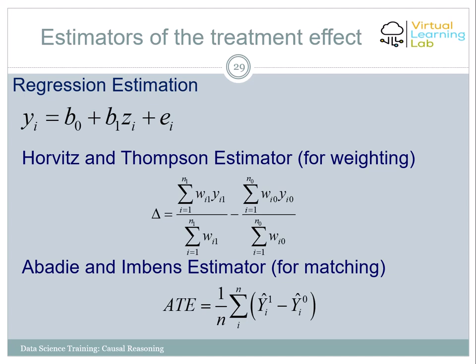Design-based estimators don't make the same assumptions as parametric models. So, for example, the Horvitz-Thompson estimator for weighting is just the difference between weighted means of the outcome for treatment and control groups. There is the Abadie and Imbens estimator for matching, which is based on the idea that the matched units are providing the potential outcomes. So it is the mean of the difference between potential outcomes that were obtained through matching.